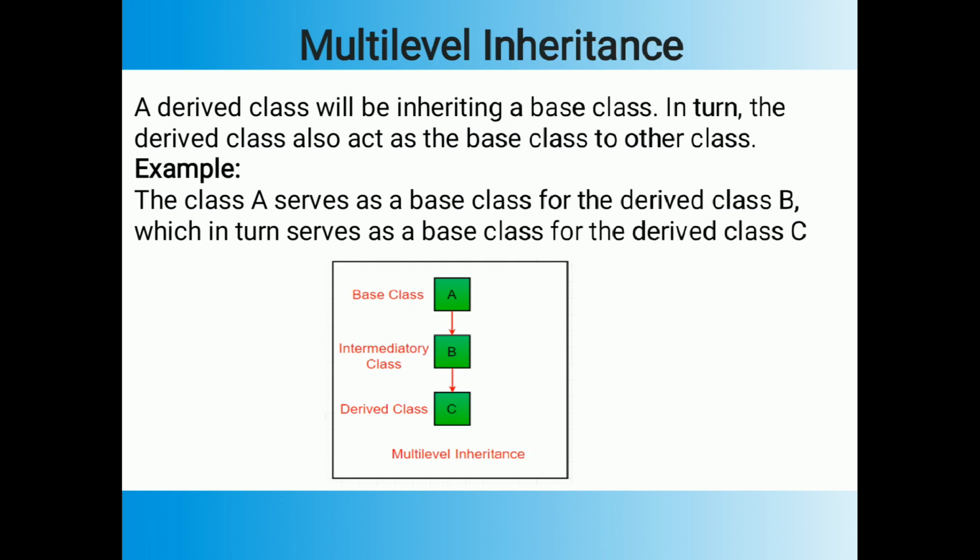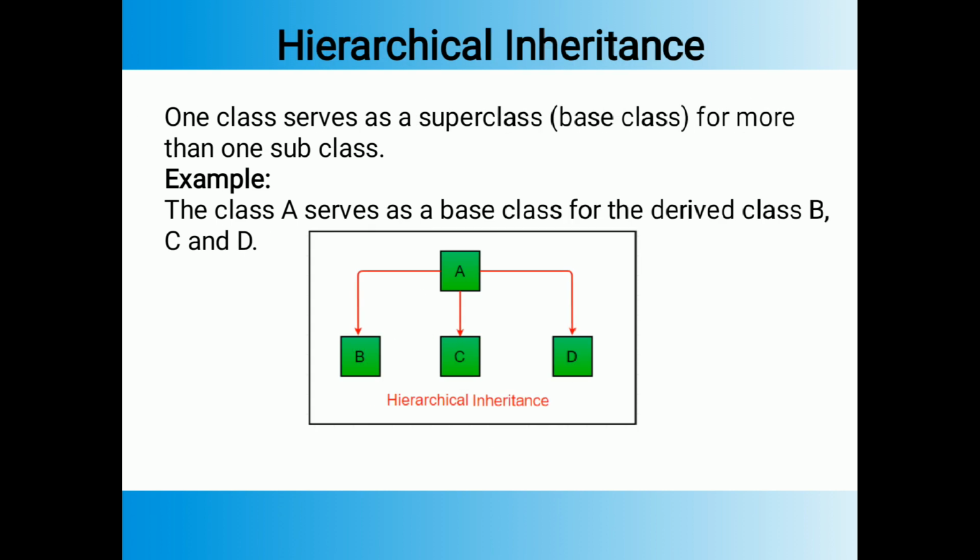Multi-level inheritance. When a derived class acts as a base class for another class, then it is called multi-level inheritance. Here, B is derived from the class A, which in turn serves as a base class for the subclass C. Hierarchical inheritance. When one class serves as a superclass for more than one subclass, then it is called hierarchical inheritance. Here, class A serves as a base class for the derived classes B, C and D.